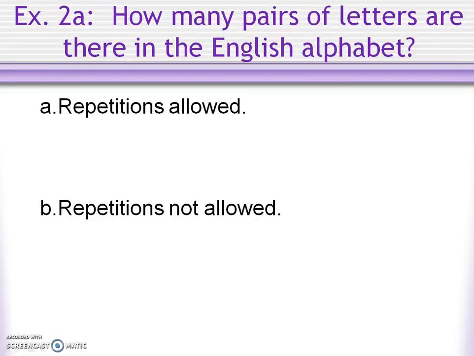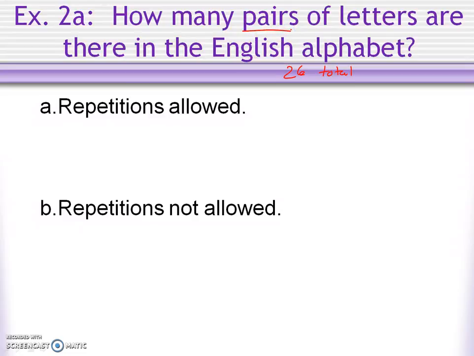In this video, we're going to discuss how to use the fundamental counting principle to count the number of ways that an event can occur. So we're going to start pretty simple with pairs of letters in the English alphabet. Of course, we have 26 total letters in the English alphabet. And what these two questions are asking is, we're going to select two letters because we're selecting a pair of letters.